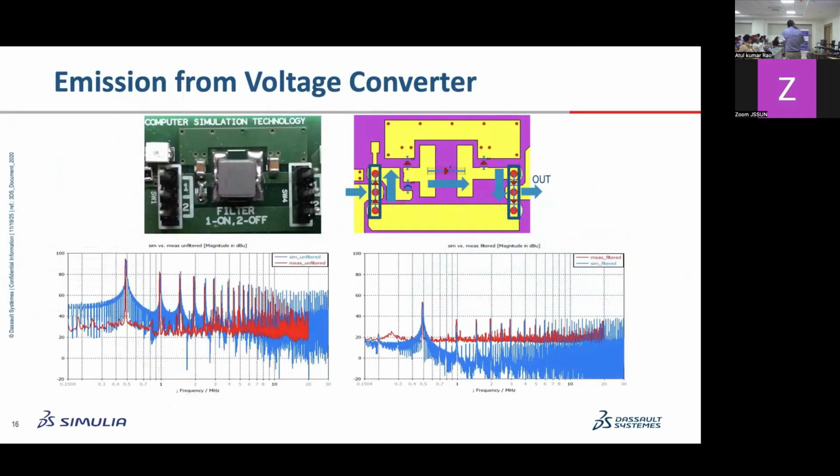So this result, the very first result that you are seeing here, I don't know if you can zoom in and see, but there are two curves, the blue curve and the red curve. The blue curve is the simulation result that you get when it is unfiltered, meaning your EMI filter is not on, it's not functional. And the red curve is the measured. As you can see, the more ideal your structure is, the more closely the results match.